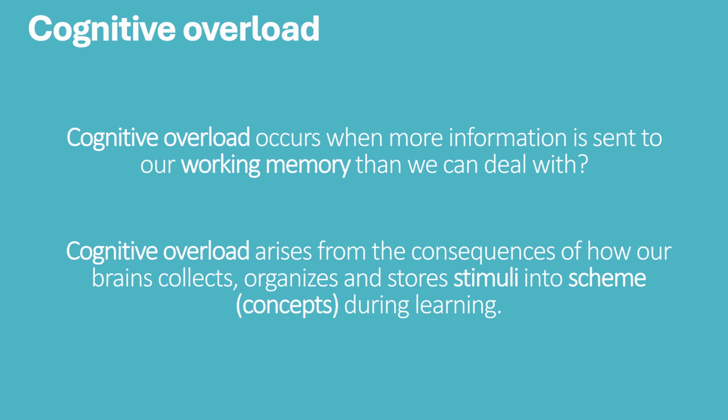You can link it to both cognitive psychology and to neuroscience here, but it's the consequence of our brains and the limitations of our brains, how our brains collect information from our senses and how we store it. How do we store the stimuli that come in, and how do we produce a concept or schema during our learning?